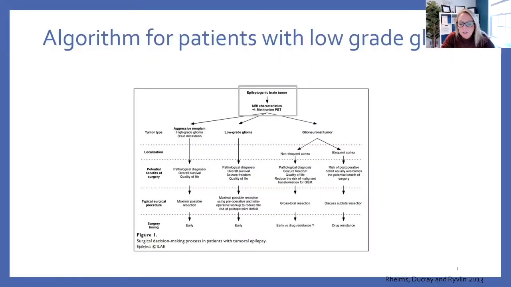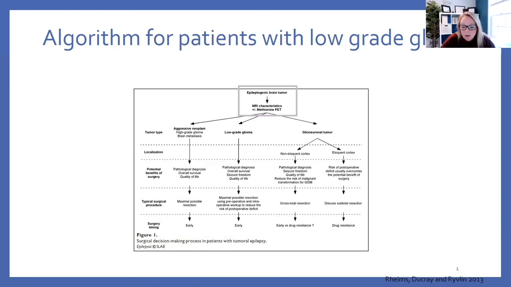In 2013, an algorithm was published in Epilepsia by Rheims, Ducray, and Ryvlin, highlighting the approach to patients with tumor-related epilepsy. Suspected high-grade gliomas should be taken for a maximal possible resection as soon as a high-grade lesion is suspected. Now, with regards to WHO grade 1 lesions, such as glioneuronal tumors, the timing and approach to surgery is a question of whether epilepsy surgery is appropriate for the patient, really highlighting the importance of the epilepsy history and driving the decision-making with grade 1 tumors.